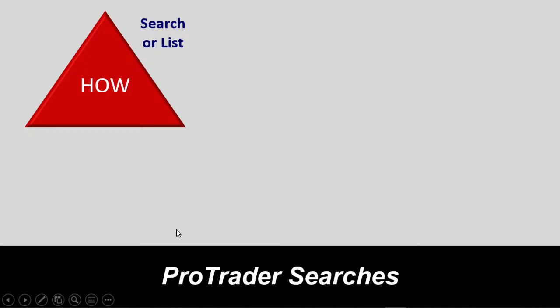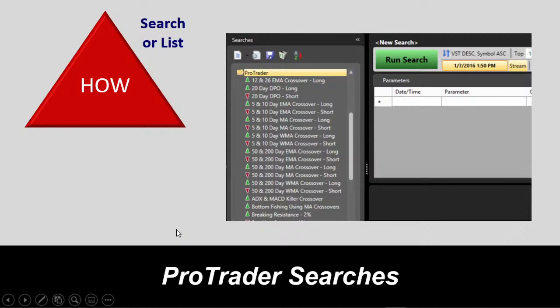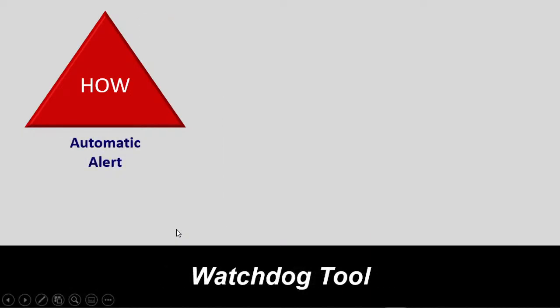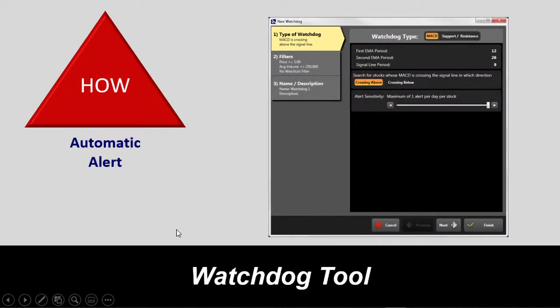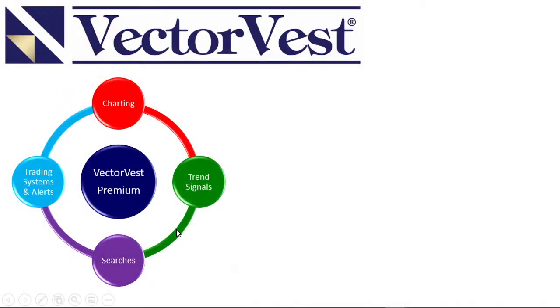You can do it the fast way, which is using a scan, a search that finds stocks that meet specific criteria. You can also use tools that give you automatic alerts as well. So that's why our VectorVest Premium program includes all of those things. It includes technical and fundamental charting. It includes market trend signals, scans that help you easily find trading candidates. And it also comes with automated trading systems and alerts as well.